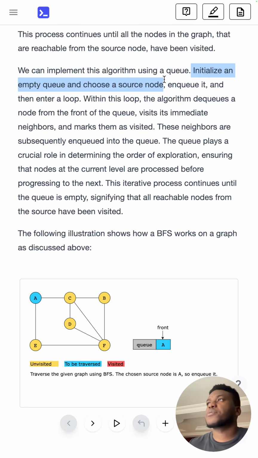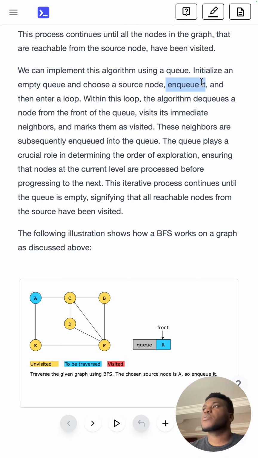We found ourselves using queues a lot because a lot of it was breadth first search. Now we initialize an empty queue, choose a source node, enqueue it, and then enter a loop. Within this loop, the algorithm dequeues a node from the front of the queue, visits its immediate neighbors, marks them as visited. These neighbors are subsequently enqueued into the queue.